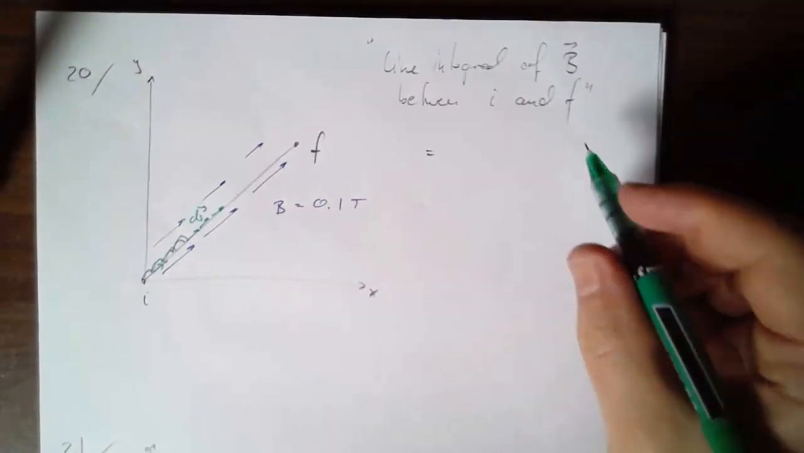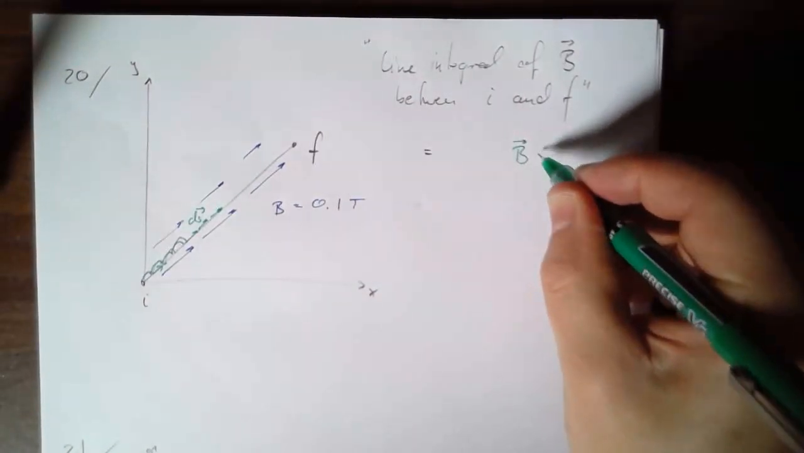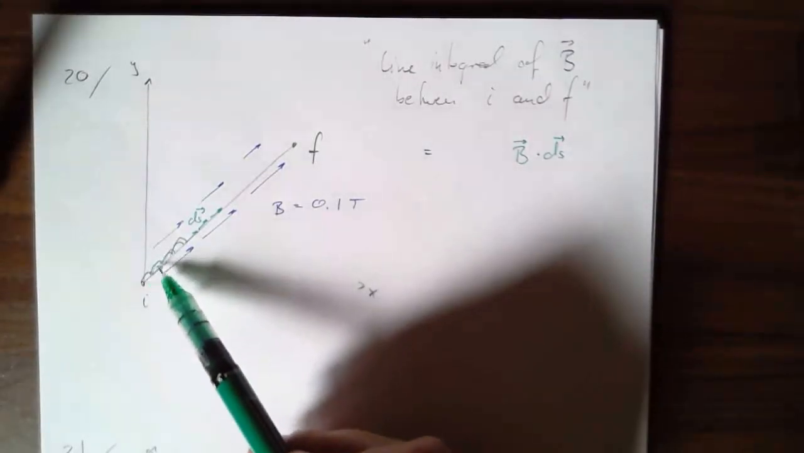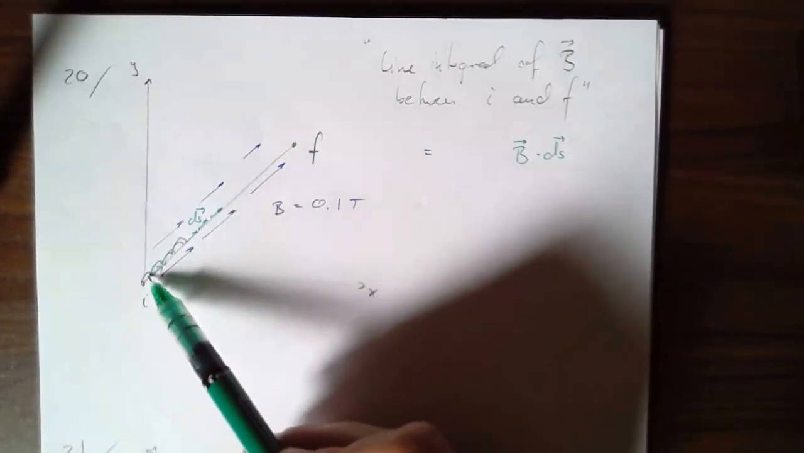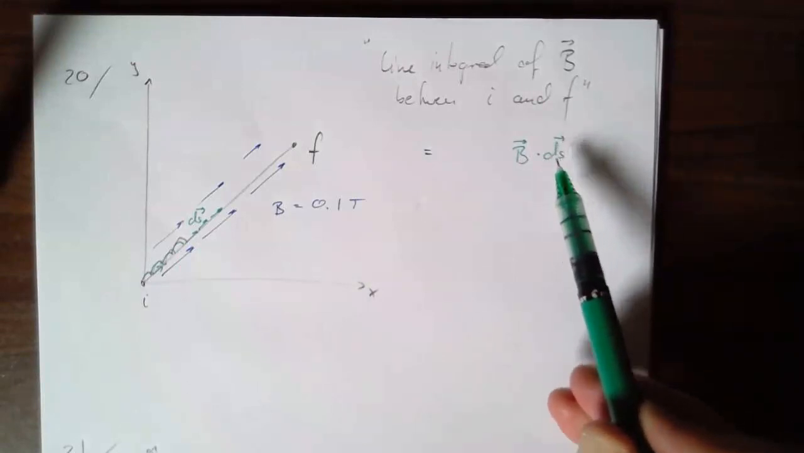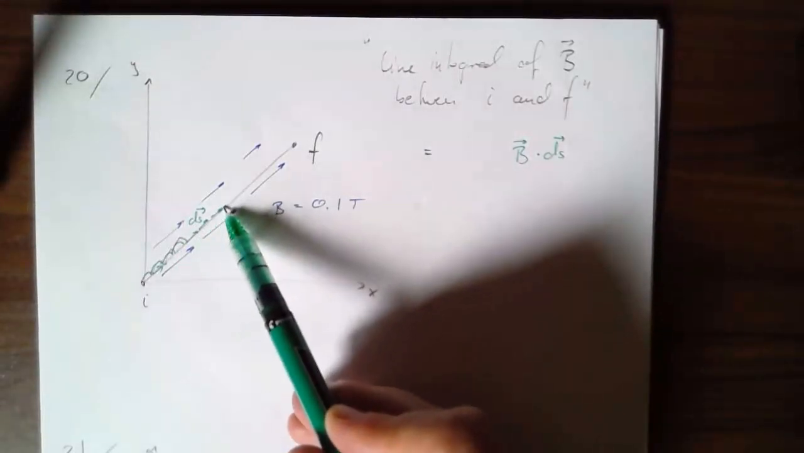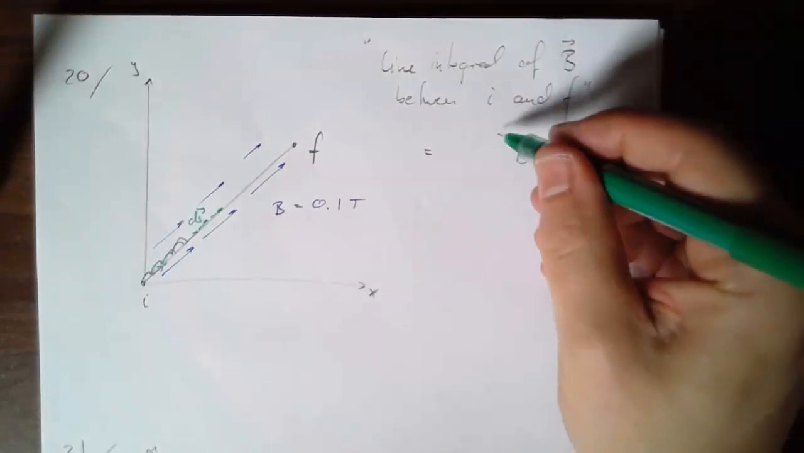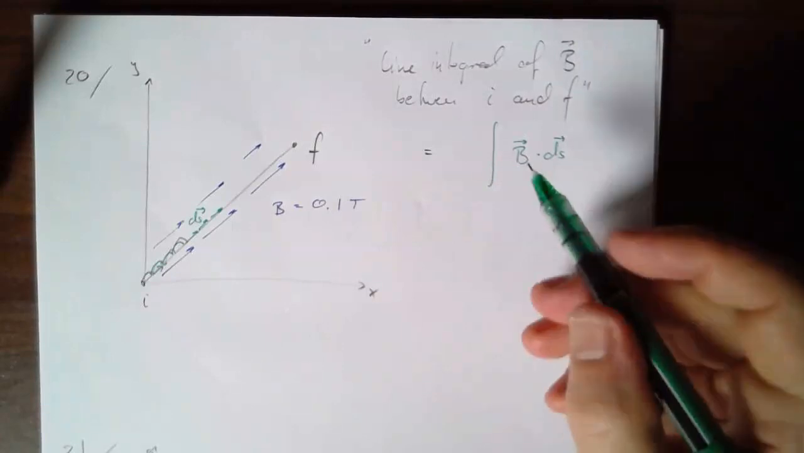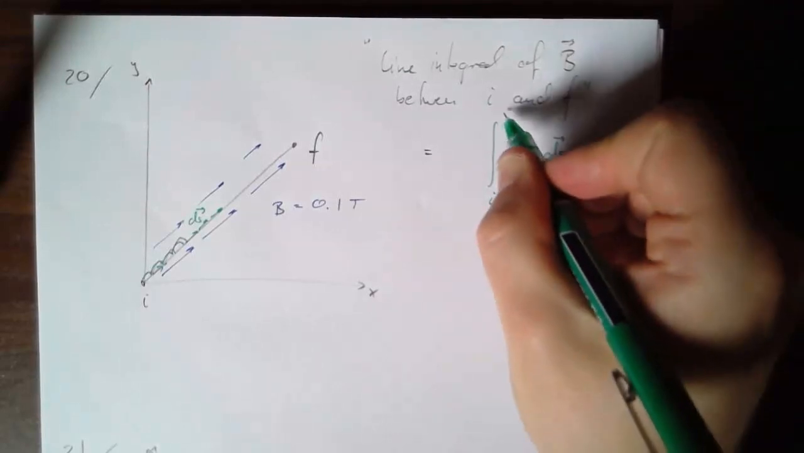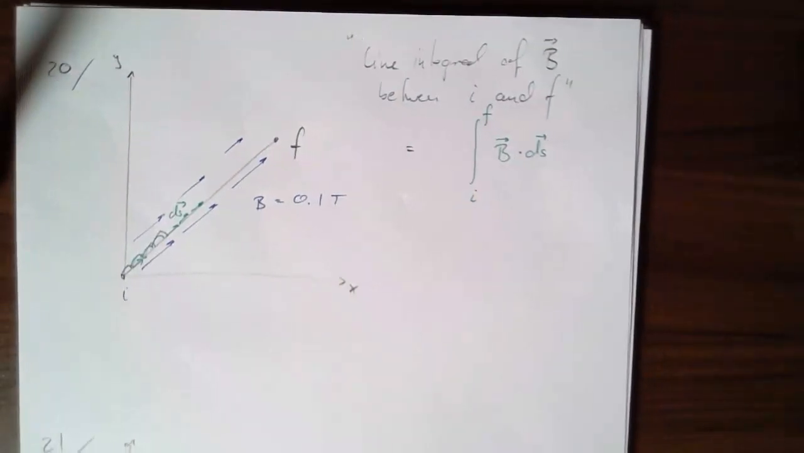And I'm going to add them up. So I'm going to evaluate the dot product of this a zillion times as I take tiny steps from here to here. For each step, I work this out, where this is my step displacement from here to here to here to here. Each one is little ds. Each time I take the dot product of it with B. And then I add those up, but because of the infinity of them, I'm going to have to integrate, and it's going to be from I to f. So that's what I'm asked to do here.